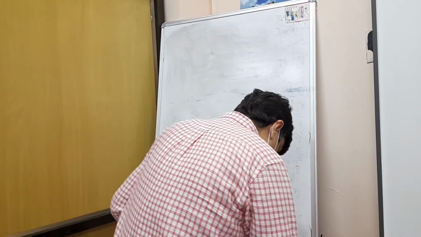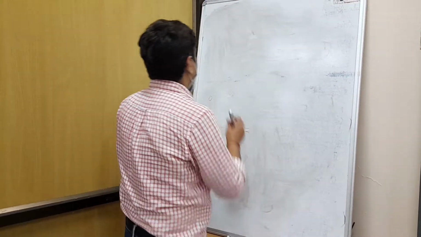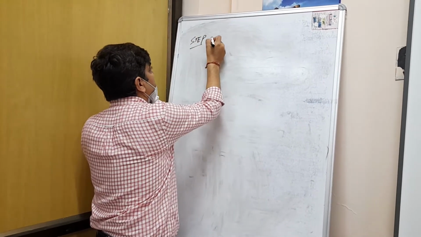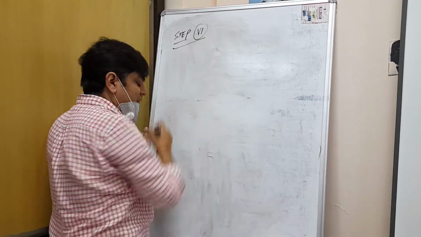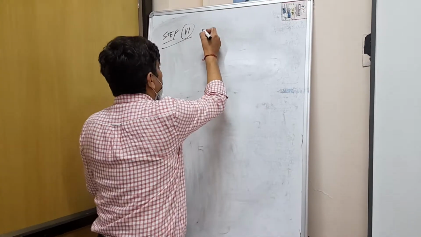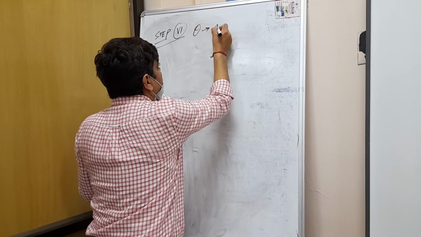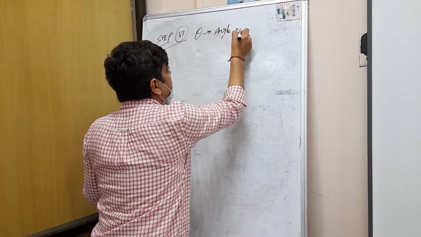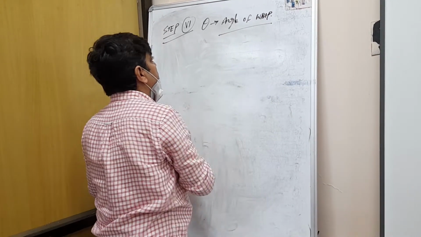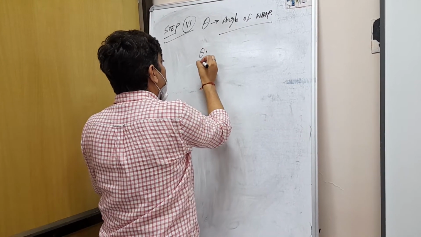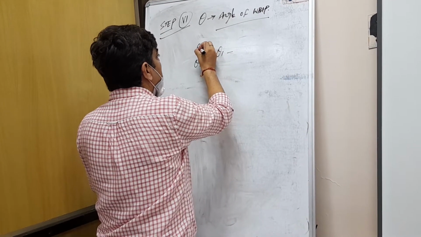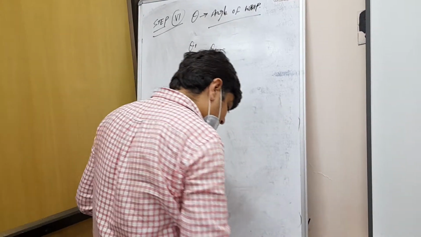So next is your theta. Whatever step it is, step 6 or step 7, let us say step 6. So you have the calculation of theta. Theta is the angle of wrap. So what is that? You have theta 1 as well as theta 2.